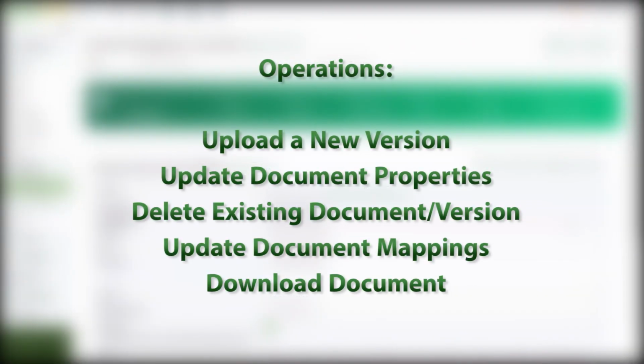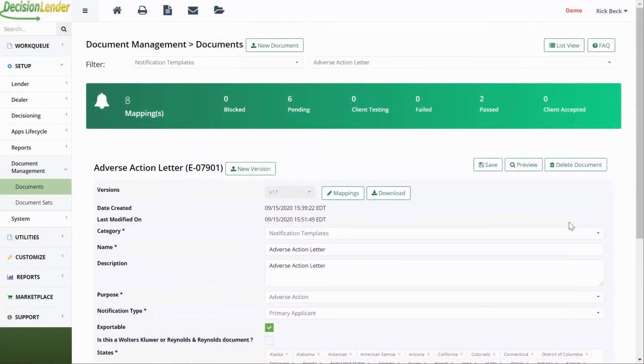Some of the operations that can be performed on this page include uploading a new version, update document properties, delete an existing document or version, update document mappings, download document, and testing tools. Use the Preview button to review document mappings using an application.